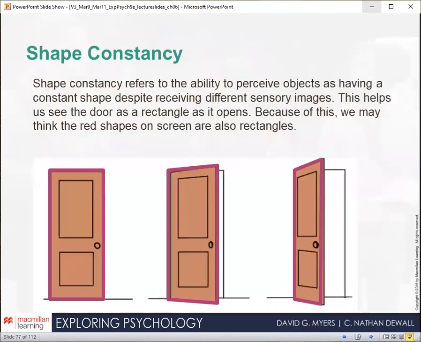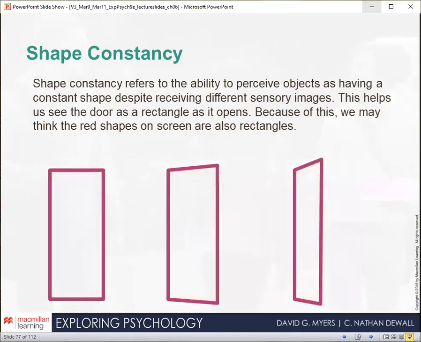Then we have shape constancy. Shape constancy refers to the ability to perceive objects as having a constant shape despite receiving different sensory images. This helps us to see the door as a rectangle as it opens. Because of this, we may think the red shapes on the screen are also rectangles.